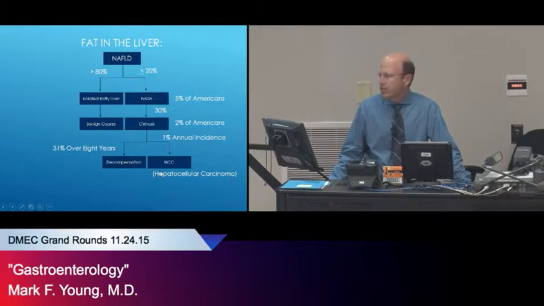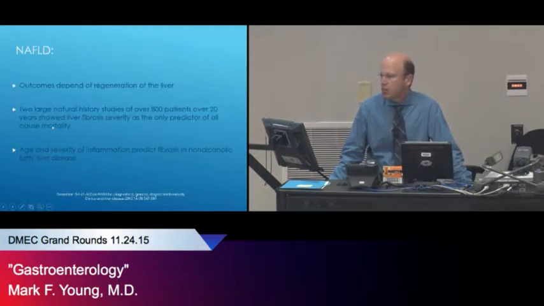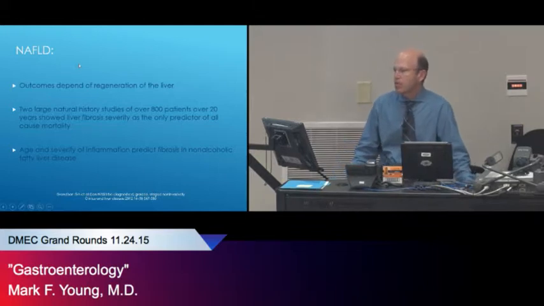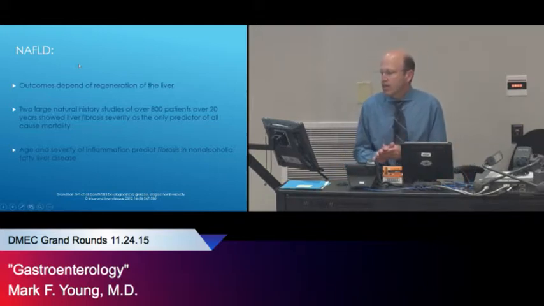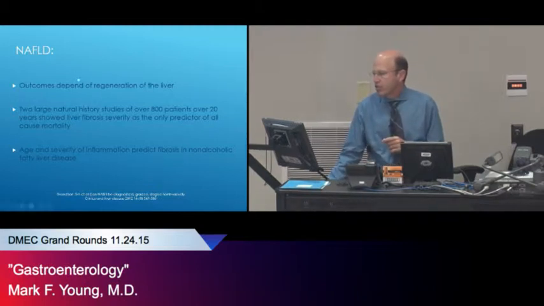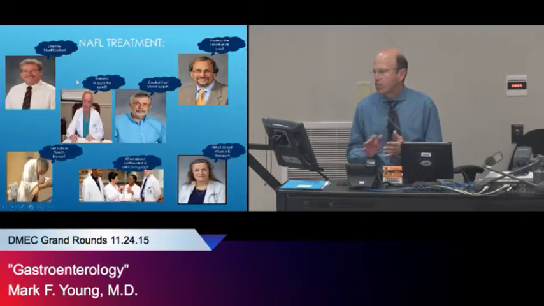So you can see if there's anything that we can step in any of these areas to prevent this cascade, that would be very efficacious for the patient. The summaries on NAFL include outcomes depend on regeneration of the liver. As I said before, two large natural history studies have shown that the only predictor of all-cause mortality has been liver fibrosis. And age and severity of inflammation predict fibrosis in the non-alcoholic fatty liver disease patient.